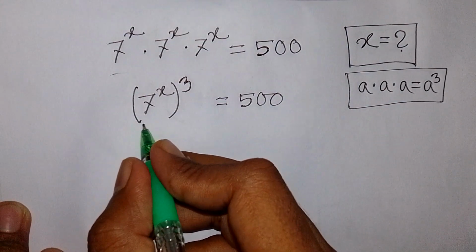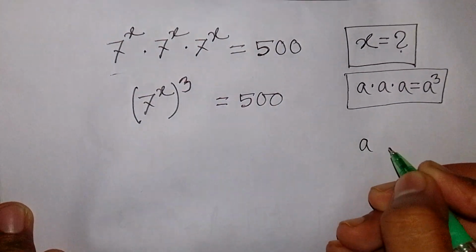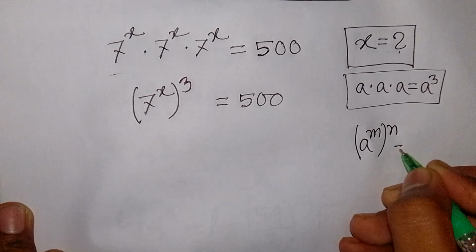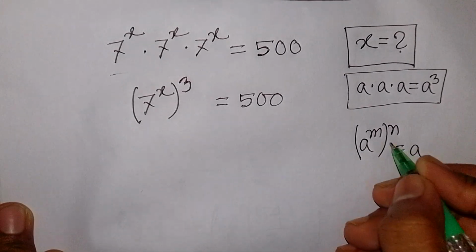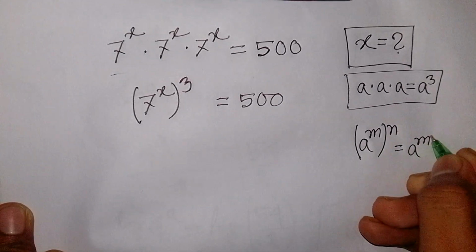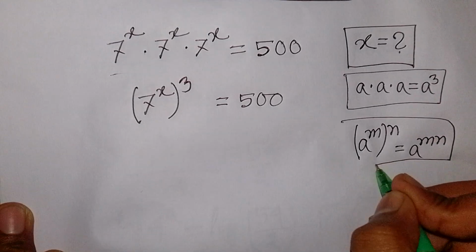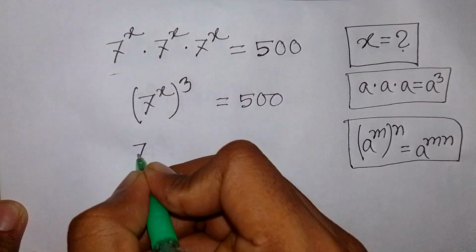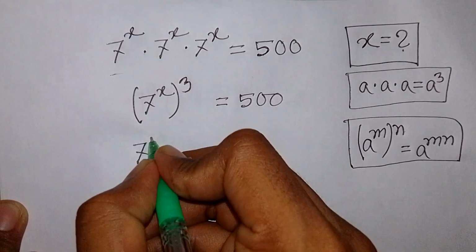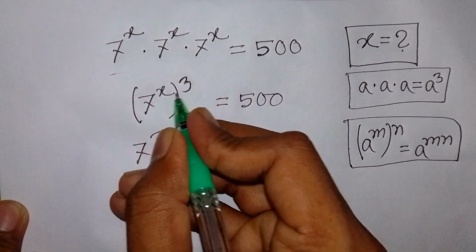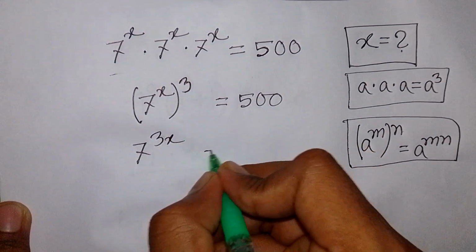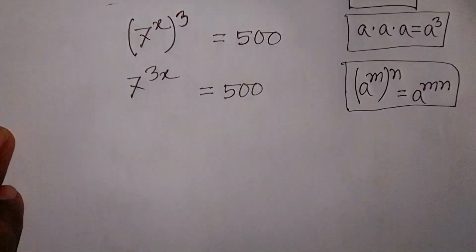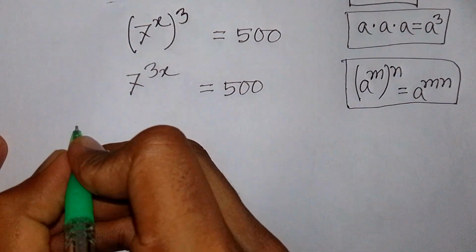Now here I can apply the exponential rule that (a^m)^n is equal to a^(mn). So it will be 7^(3x), x times 3, that means 3x, is equal to 500. Now we apply log on both sides.